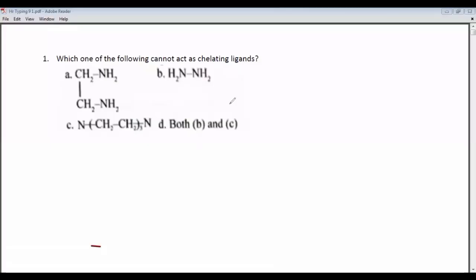Okay, let's consider the first question in your coordination compounds. Which one of the following cannot act as a chelating ligand? Chelating ligand means usually a bidentate ligand which can form a 5-membered ring, or 6-membered rings are usually stable. So this ethylene diamine, when bound to a central metal atom, forms a 5-membered ring so that it is stable. So this can form a good chelating complex.